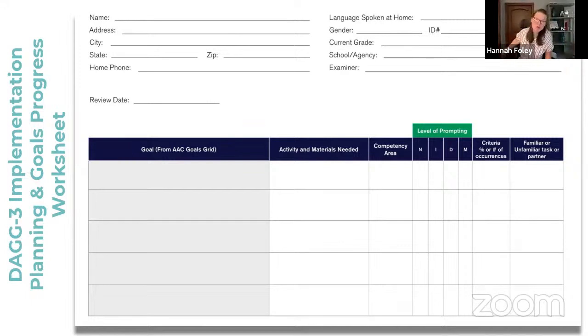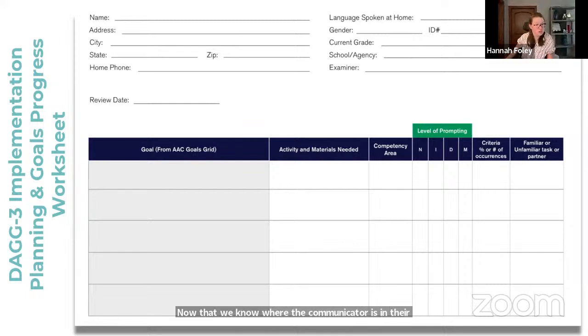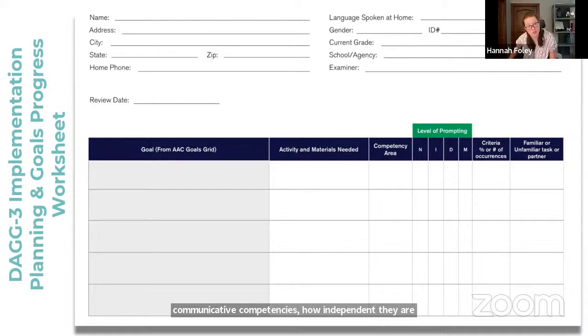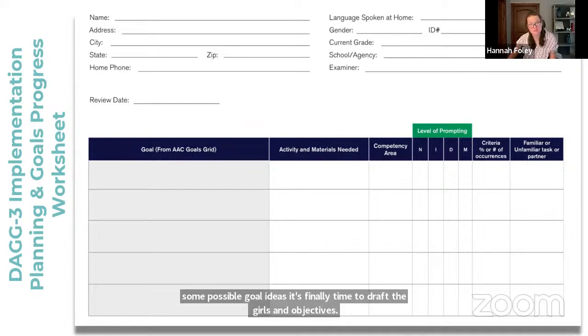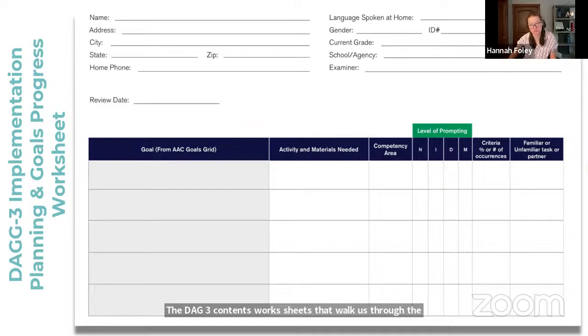Now that we know where the communicator is in their AAC use journey in reference to each of the communicative competencies, how independent they are within each of the competency areas, and have looked at some possible goal ideas, it's finally time to draft the goals and objectives. The DAG3 contains worksheets that walk us through the goal writing process step by step. AAC goal worksheets are here to help us choose a skill from each of the communicative competencies that we selected within the AAC goals grid, adding in the communication partners, activity, prompting level, and criteria to complete the goal.